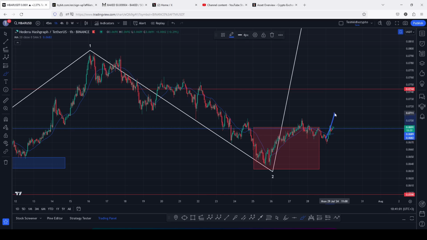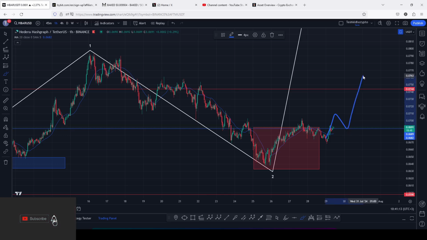0.0689, and the moment we manage to break above that with a successful retest, then I will have my eyes on the next key area of resistance above the 0.0744 in the next coming hours.